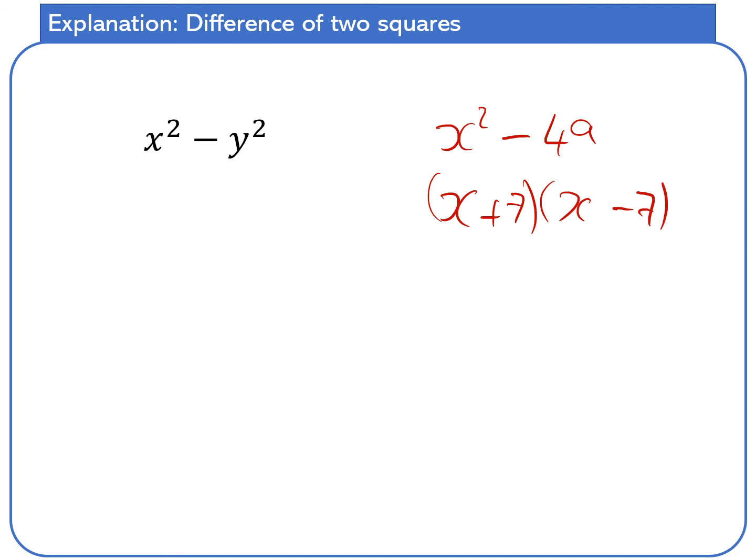Let's pick a different expression. Let's say I've got x squared minus 121. What's the square root of 121? 11. So I've got x plus 11 and x minus 11.